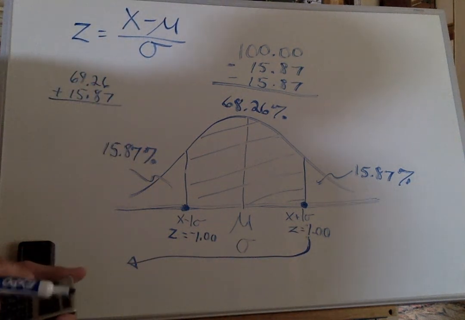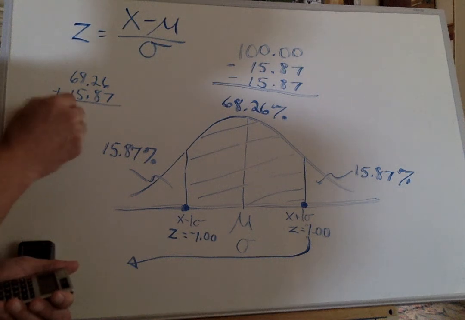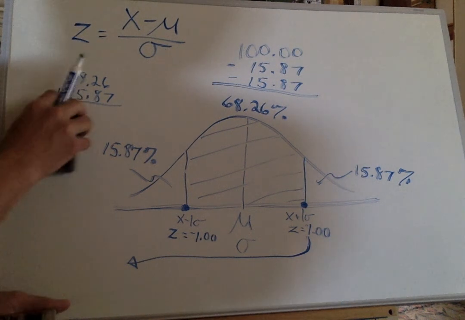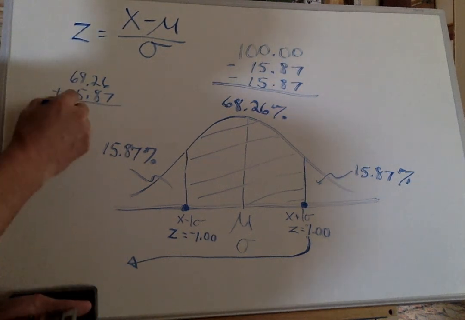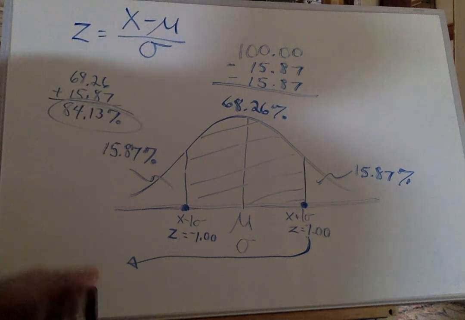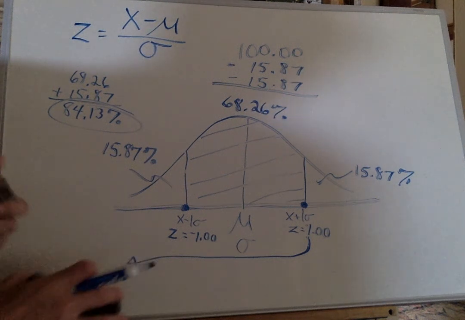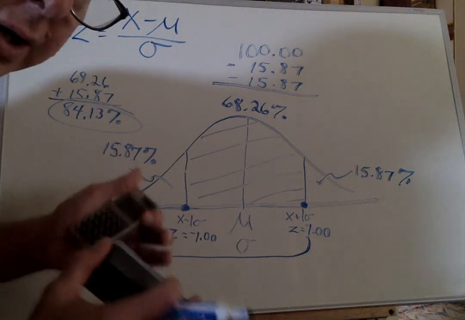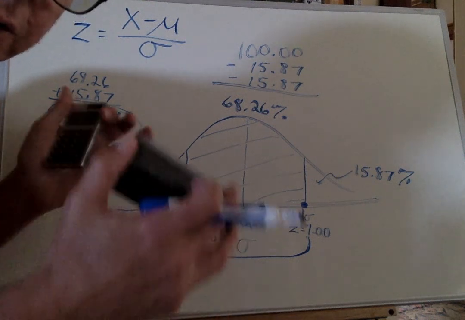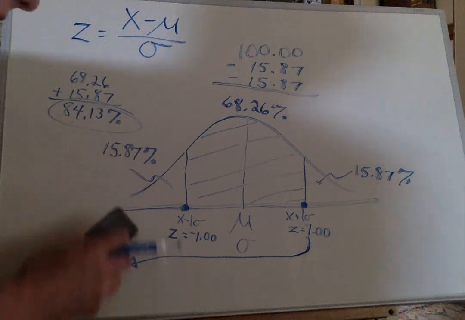So let's do this. 68.26 plus 15.87. So my percentile rank would actually be 84.13%. Okay, that's the percentile rank. This all comes together like puzzle pieces, right? We have the whole puzzle. Now we can start chipping away and getting portions of the puzzle.